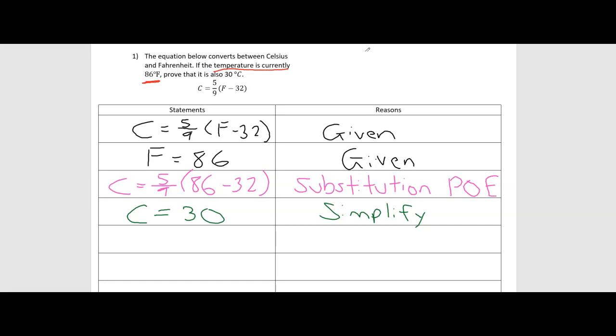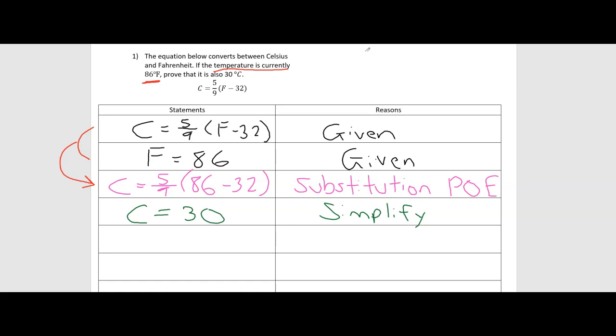So that's how I went from these two steps combined to this one. We use the substitution property of equality. Once I substituted, all I had to do was simplify the right side of my equation. I didn't have any inverse operations to do. And once I simplified, that whole side simplifies down to 30.